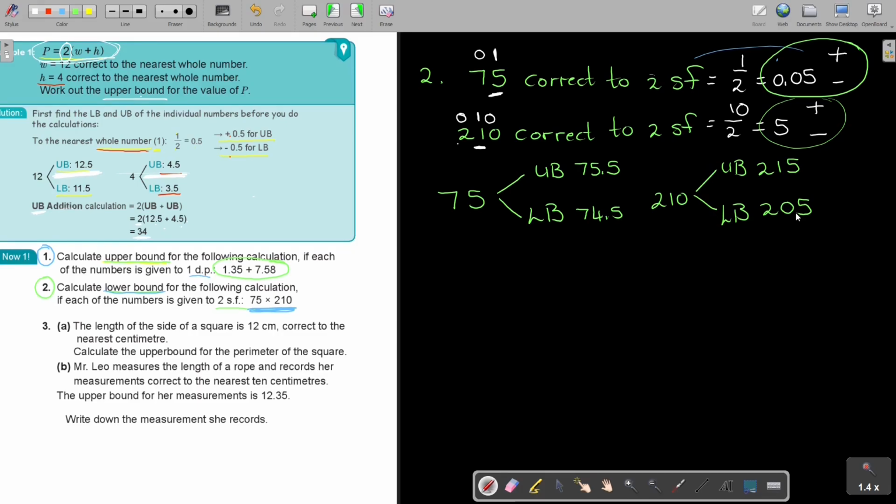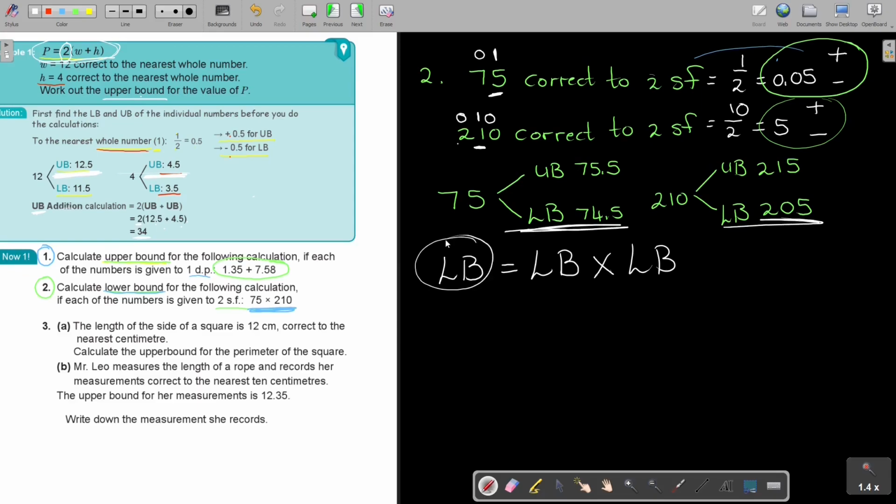So basically, now I'm going to start with the calculation. I'm now going to work with that calculation and I want the lower bound. So if I want the lower bound, it's going to be the lower bound multiplied by the lower bound, because as I said, it's working parallel. So for the smallest answer, I will work with these 2 lower bounds. And for the biggest answer, I will work with the 2 upper bounds.